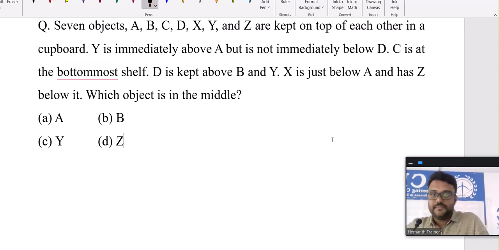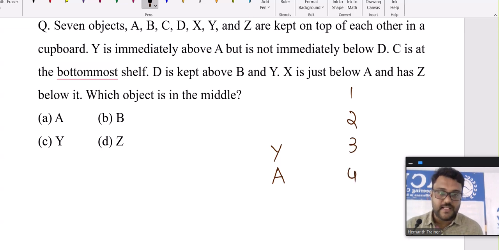Any answer? A is in the middle. Okay. So if you just check it out with the first one, Y is immediately above A. That's for sure. Immediately above means I can put it immediately. And C is in the bottom most. So I have 1, 2, 3, 4, 5, 6, 7. Seventh position is taken by C. Bottom most is C. And the remaining will be accommodated there.